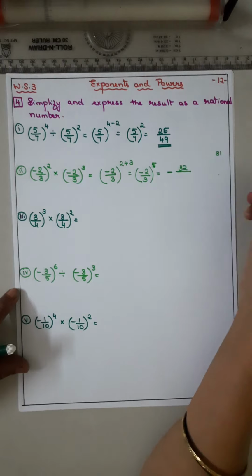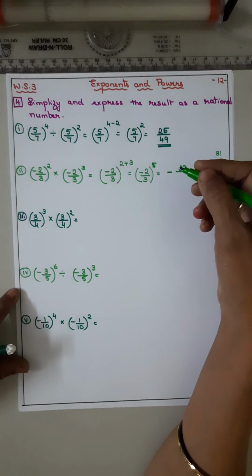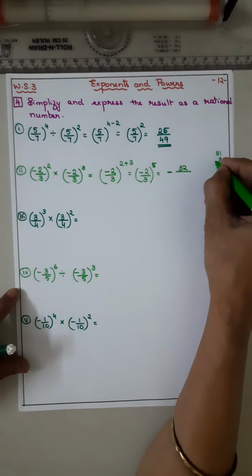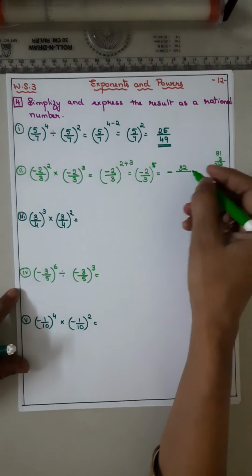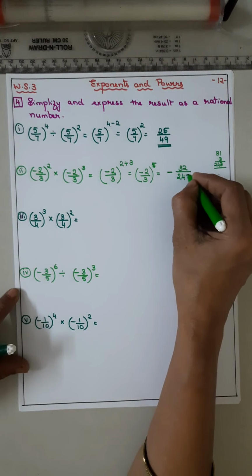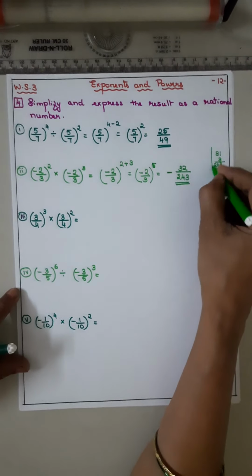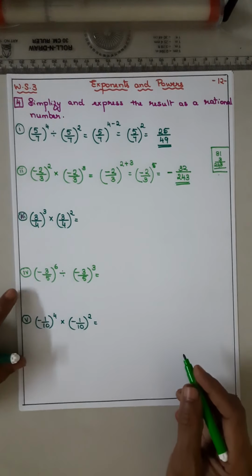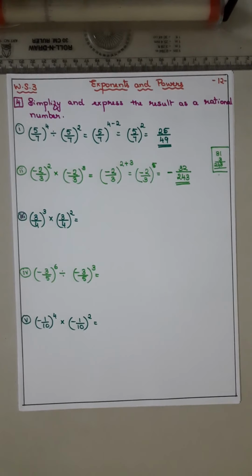So 4 times 3 means 3 3s are 9. The other set, 3 3s are 9, 9 9s are 81. Now 81 3s: 3 1s are 3, 3 8s are 24. So you got 243 in the denominator. So it will be minus 32 upon 243.